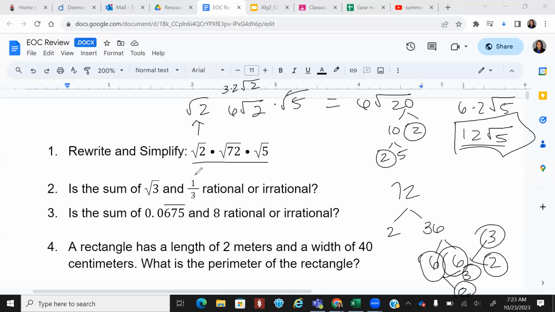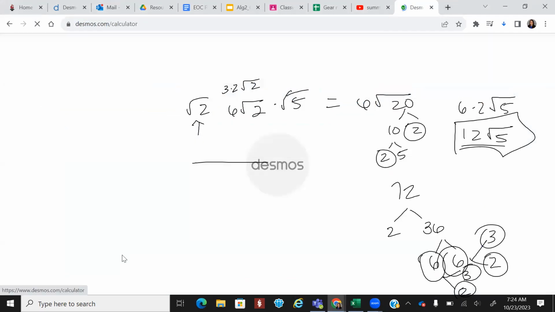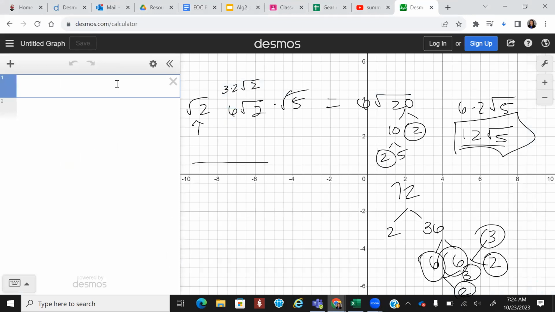All right. On the next one, is the sum of the square root of 3 and 1/3 rational or irrational? Okay, so what is rational and irrational? What's the definition of that? Okay, if I tell you that irrational are things like pi or, say again? It goes on forever. Okay, but if it repeats, is it rational or irrational? Okay, so for instance, like 1/3 repeats.